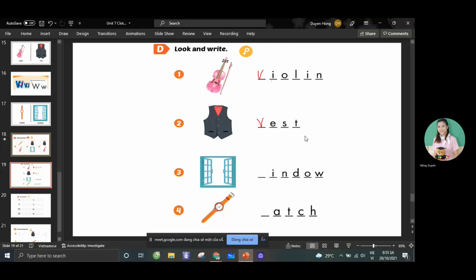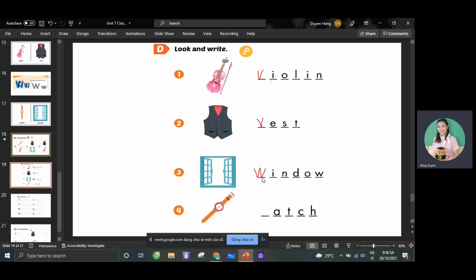Michael. All right, Michael. Michael, picture 3. All right, picture 3. Ah, we know. So you write V, R, W. So W. All right, W. So you know how about the sound of W? Window, right? Good job. Window. All right.